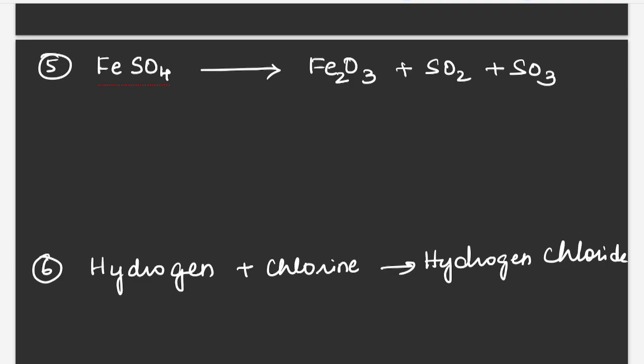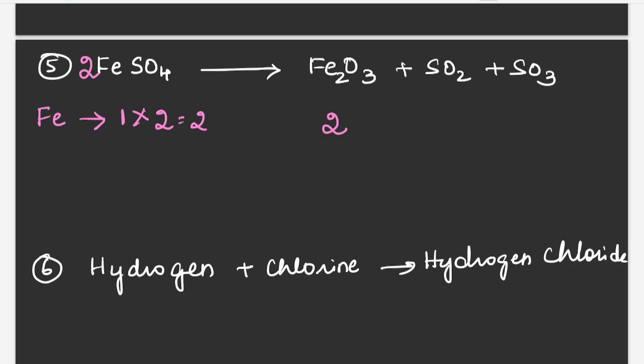FeSO4 is reacting with, so you can see here Fe2O3, SO2 and SO3. So we have to balance this. Iron is the metal, so first we have to balance the metal. Iron, on this side you have 1 and on the other side you have 2. Therefore we have to balance iron. So multiply with 2. So here I'll be writing 2.